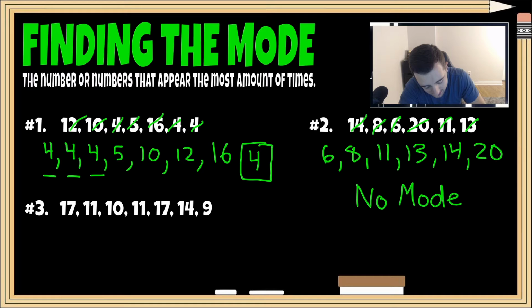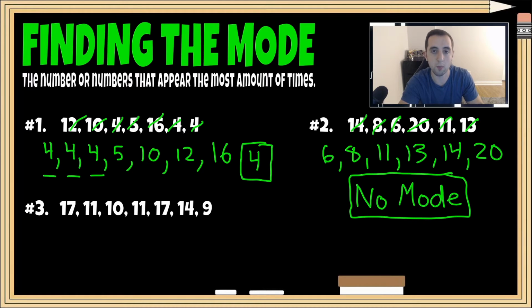And a common mistake that I see with students is they recognize that this is no mode, but they end up putting their final answer as 0. Don't do that, because you're telling me the mode is 0 when in reality there's no mode at all. So just make sure to write out no mode if you come across this type of problem on a test or assignment or anything, right?